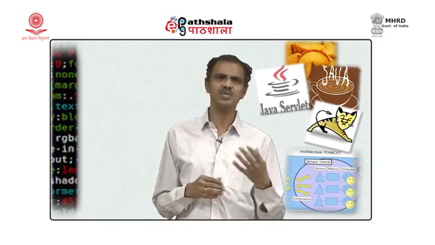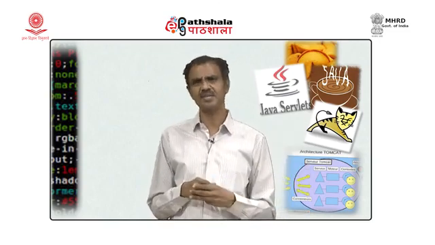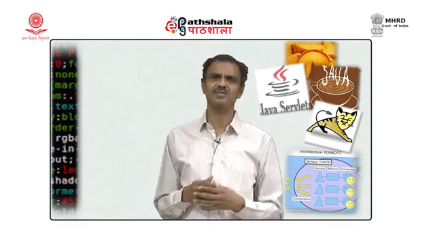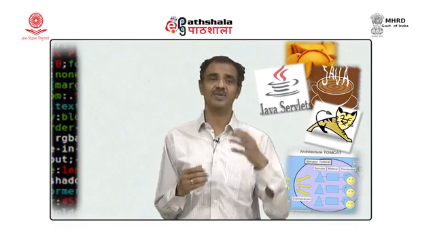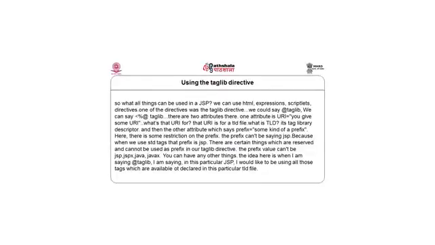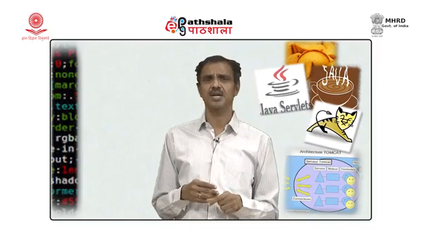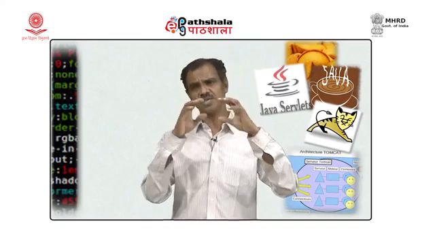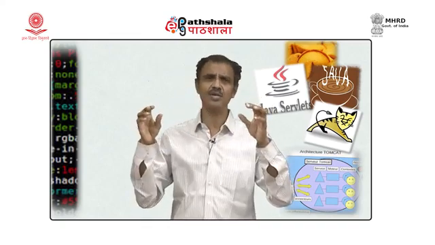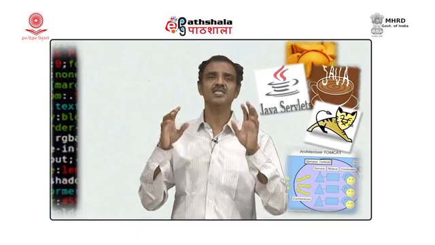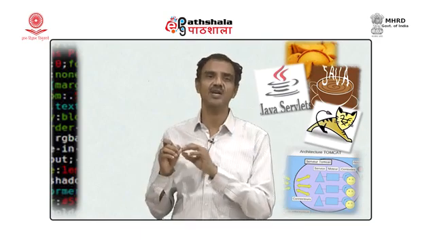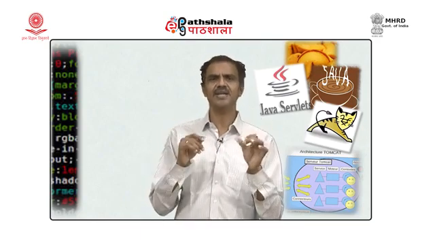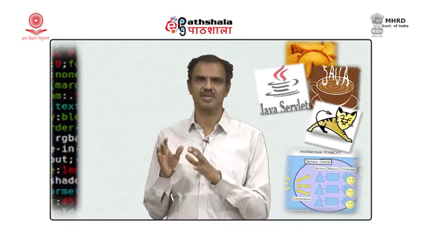One of those directives we have seen earlier was the page directive. Another one of the directives was the taglib directive. We could say @taglib, and there are two attributes there. One attribute is uri equal to, and you give some URI. What is that URI for? That URI is for a TLD file. What is TLD? TLD is tag library descriptor.